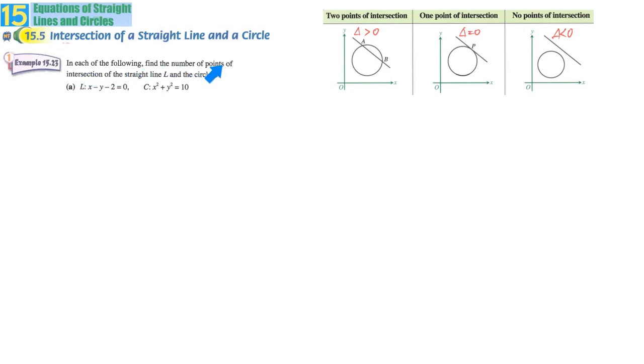In this question, we are asked to find the number of points. Even though we can find out the exact position of those intersection points, this time we just focus on how many. Is that 2, 1, or 0? So the first stage is still the same. We consider a point of intersection.